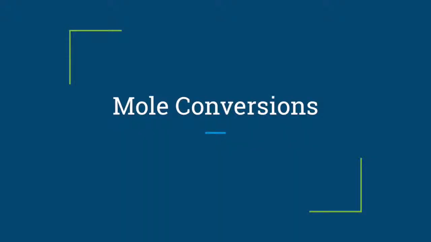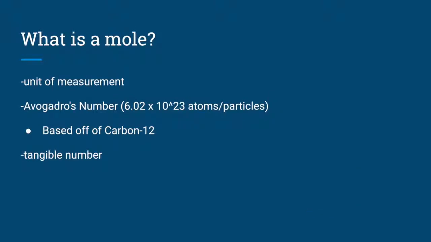An important part of chemistry is being able to convert from one measurement of a substance to another. These are called mole conversions. So what is a mole? A mole is a unit of measurement, and it is defined as the amount of material containing 6.02 times 10 to the 23rd particles. This number is Avogadro's number, and it is based off carbon-12.